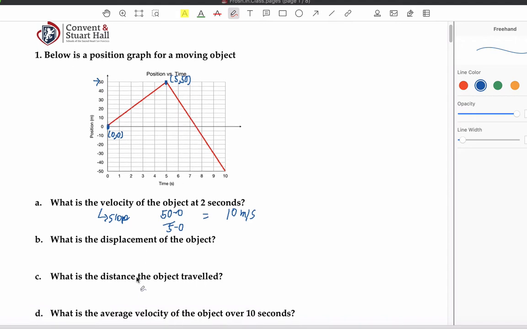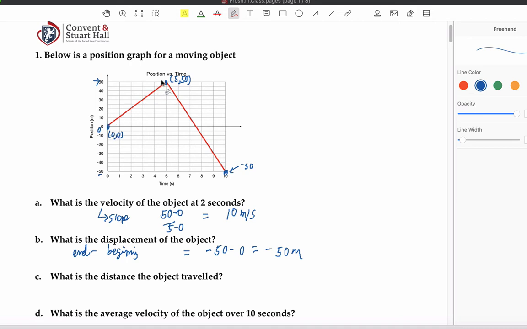Now, when we ask what the displacement of the object is, let's just remember that's the final position, the ending point, minus the beginning point. Okay? And since here we're at negative 50, and we started at 0, the displacement is going to be negative 50 minus 0, for a displacement of negative 50 meters.